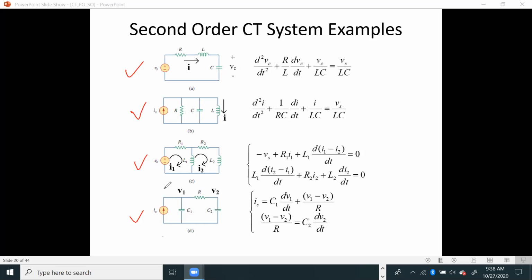Now you see that those capacitors and inductors can be connected in series like figure A, or they can be connected in parallel like figure B. But in figure C and D, we have one type of energy storage element, isn't it? In figure C, it is inductor, and in figure D, capacitor, isn't it? Yes, sir.